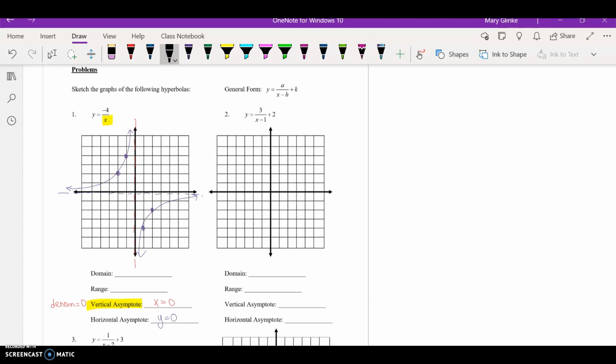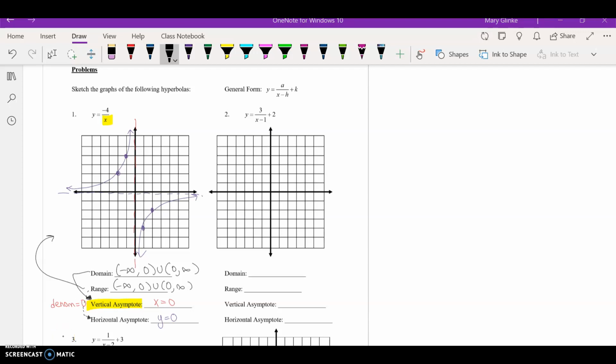Your domain for this one is going to be negative infinity to 0, and then 0 to positive infinity. It is based off of your vertical asymptotes and your excluded values. Your range is based off of whatever your graph looks like. So negative infinity to 0, and then 0 to positive infinity. For these ones we're doing today, it is strictly based off of horizontal asymptotes, but that will change when we start changing the graphs up.